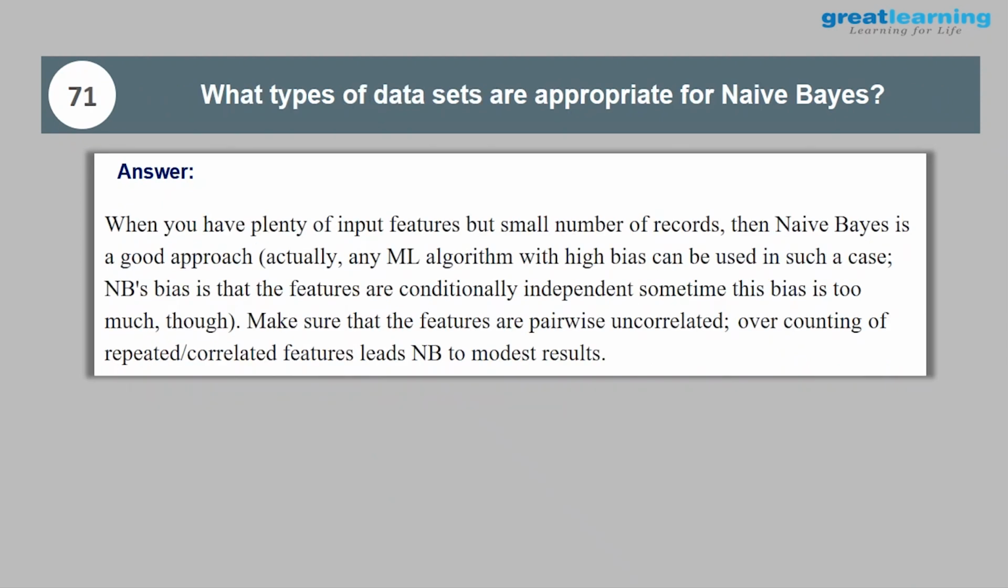Now let's have a look at what types of datasets are appropriate for naive Bayes. When you have plenty of input features but a small number of records, then naive Bayes is a good approach. Actually, any machine learning algorithm with a high bias can be used in such a case. Naive Bayes assumes that the features are conditionally independent. Sometimes this bias is too much though. Make sure that the features are pairwise uncorrelated. Overfitting of repeated or correlated features leads naive Bayes to modest results.